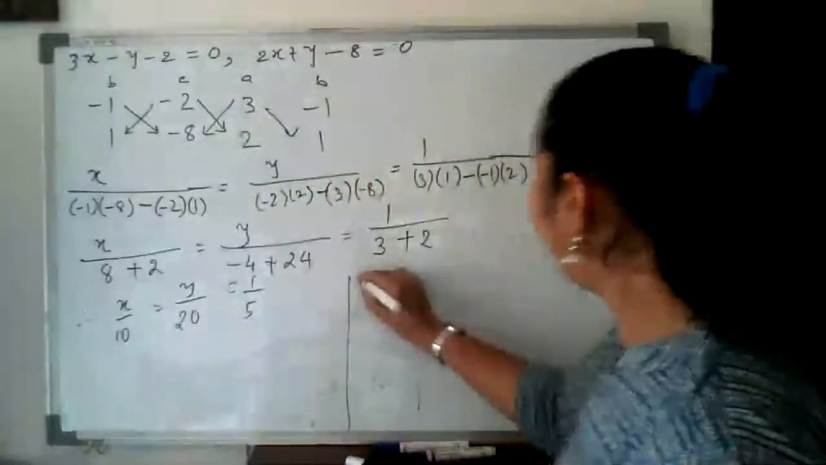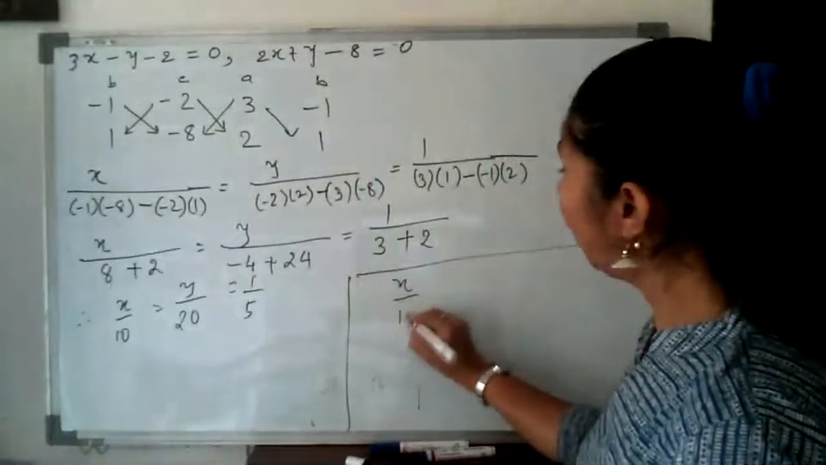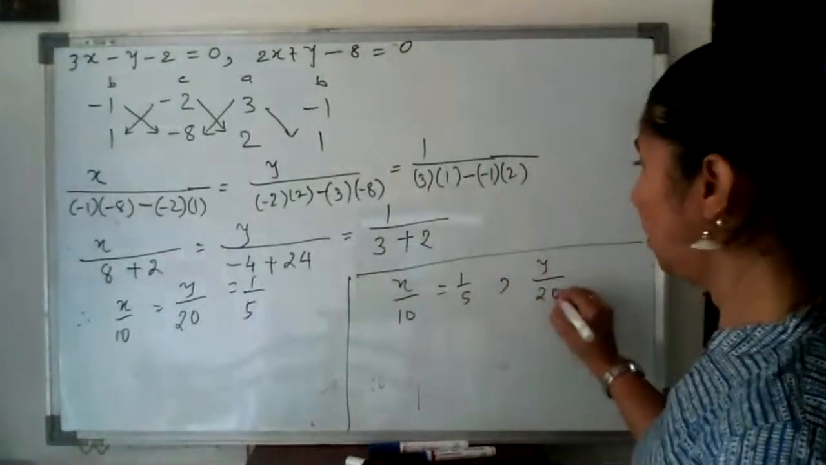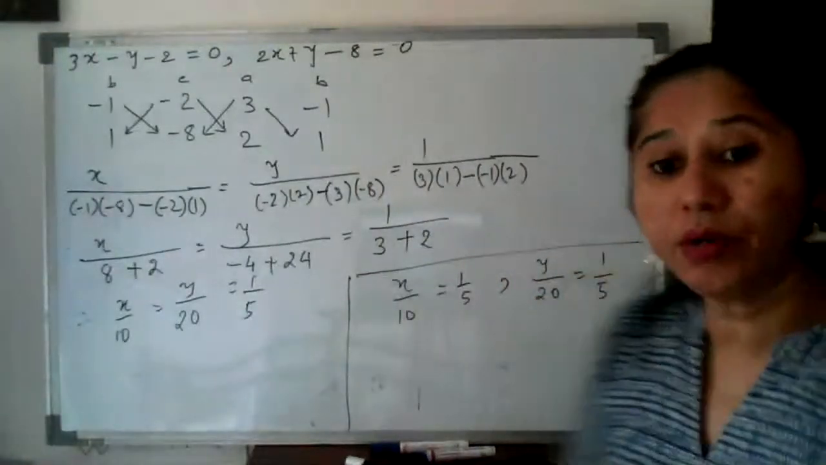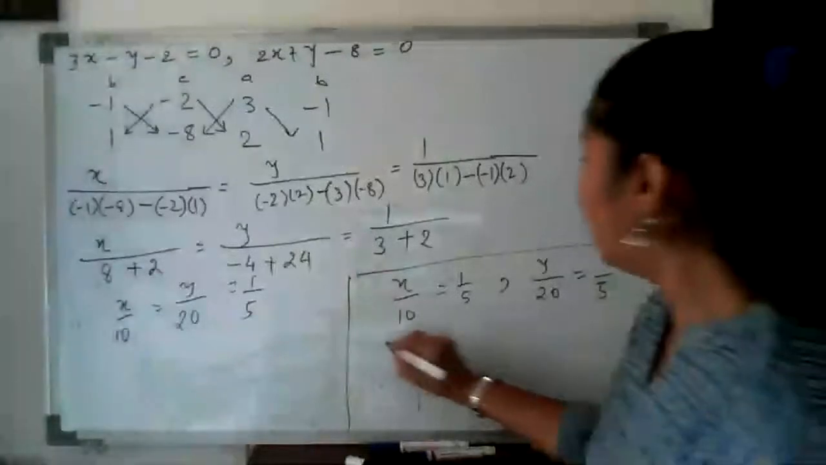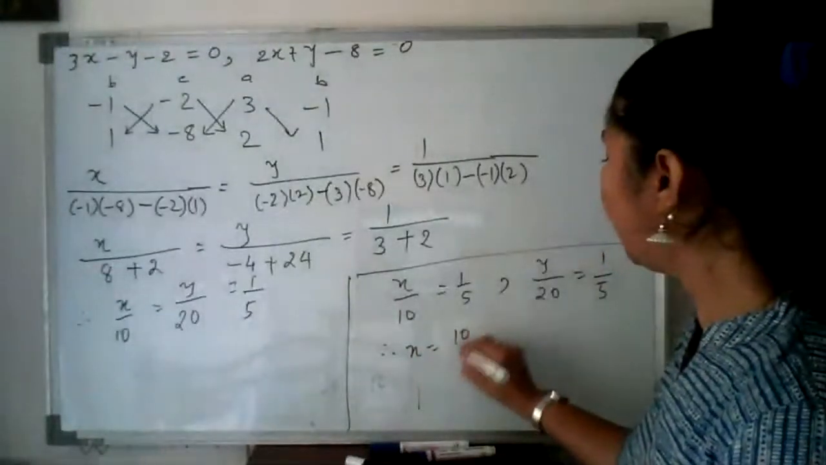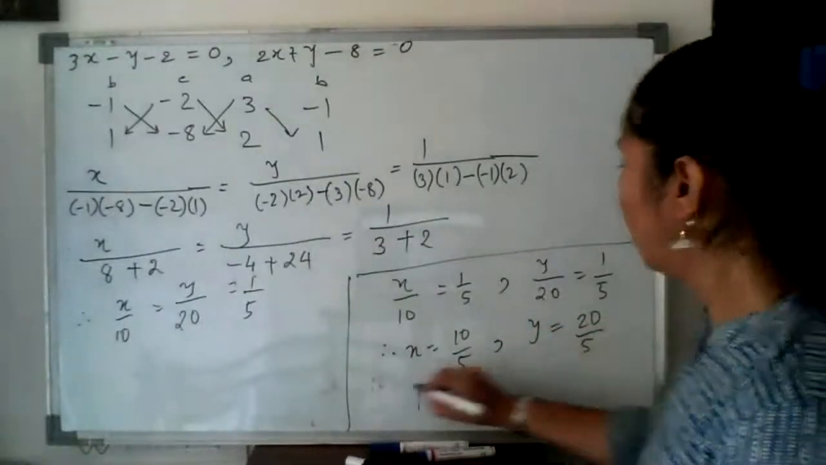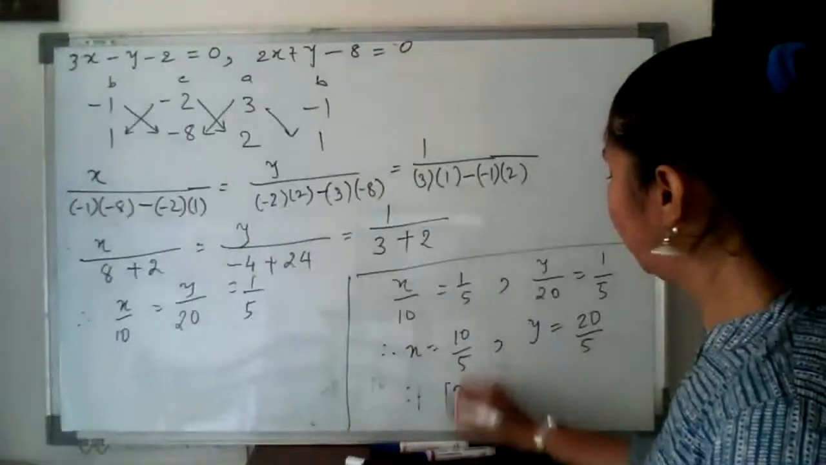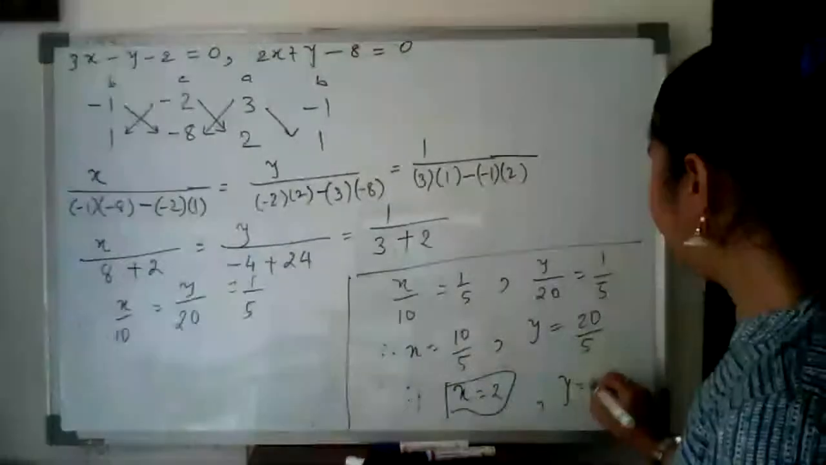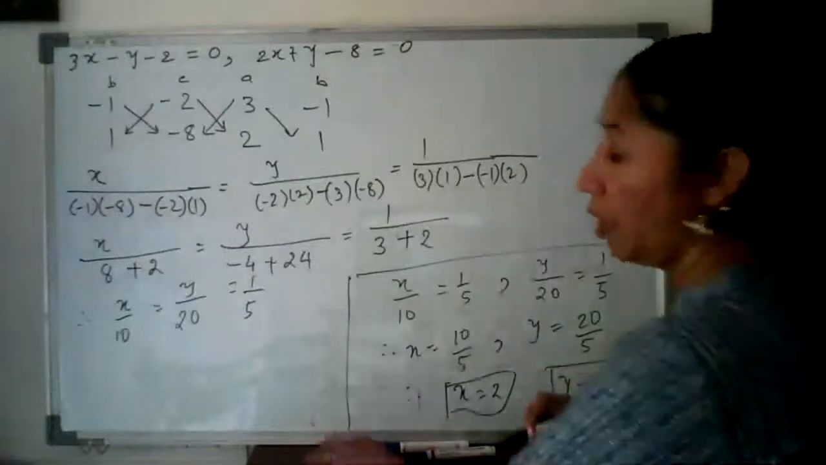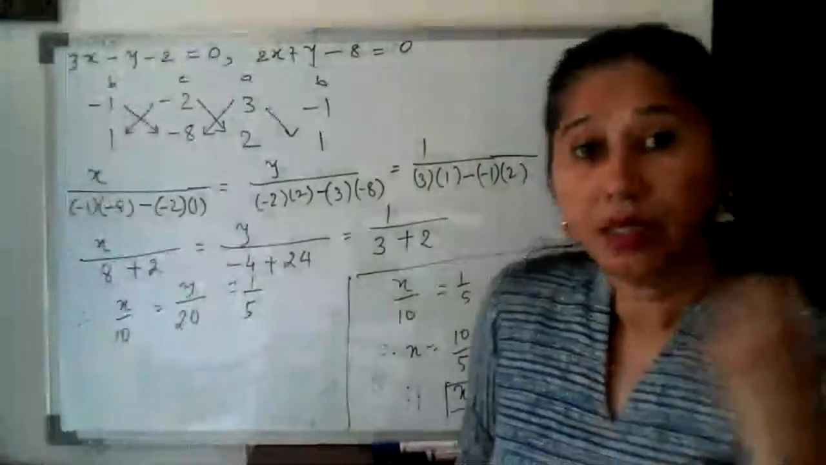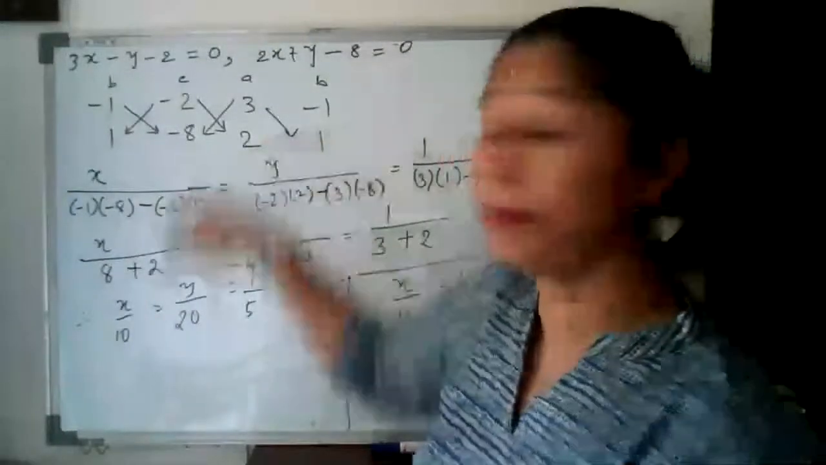Now when we compare it, we get x upon 10 is equal to 1 upon 5 and y upon 20 is equal to 1 upon 5. I hope this is clear to all of you. Therefore we get x is equal to 10 upon 5 and y is equal to 20 upon 5, which gives x as 2 and y as 4. So I hope the method is clear to all of you. I'm saying the pattern is important. You need to remember the pattern.